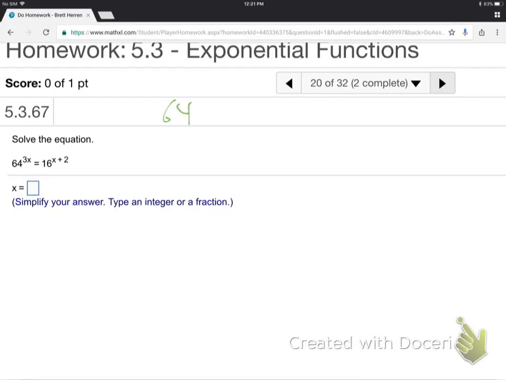Okay, so 64 to the 3x equals 16 to the x plus 2. X in the power. Sorry, I'm in your business. X in the power. What are you going to do? Base is the same. Base is the same.